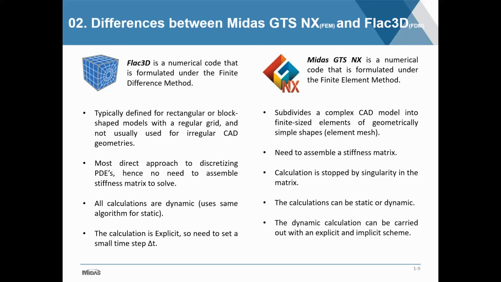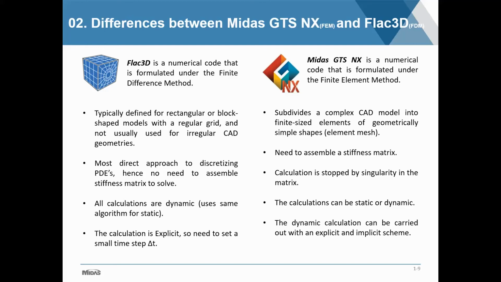Going back to Flag, in terms of solving the partial differential equations, it's the most direct approach, and hence it doesn't need to assemble a stiffness matrix to solve this. Whereas Midas GTS NX does need to assemble a stiffness matrix, and the calculation can hence be stopped by a singularity in this matrix.